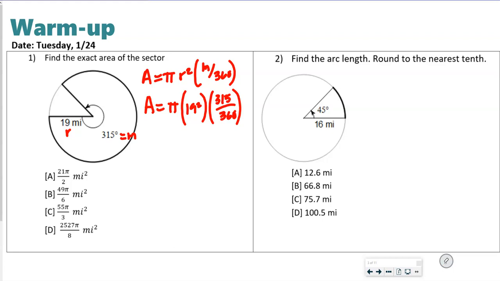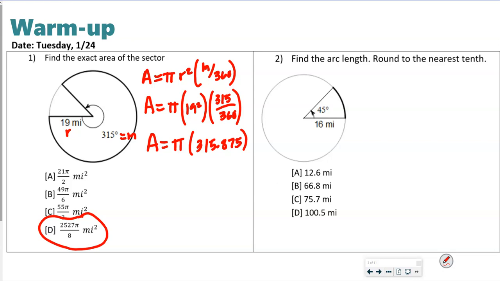So I got area is equal to pi times, I got 315.875. So obviously 21 divided by 2 is not 315. 49 divided by 6 is not 315. And 55 divided by 3 is not 315. So let's go ahead and do 2527 divided by 8. And guess what we get? 315.85. So I say compare all these answers right here by putting them in a calculator and determining which one is the answer you got. Okay?